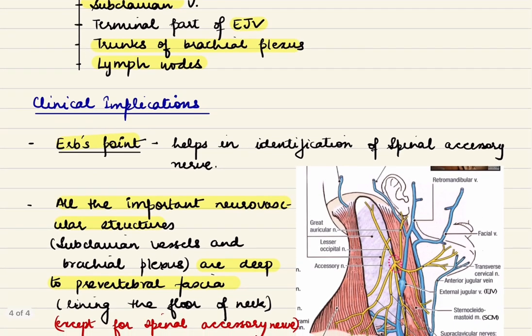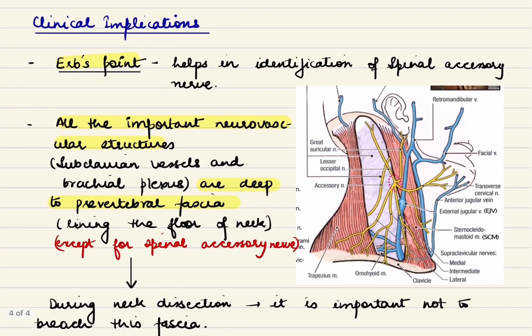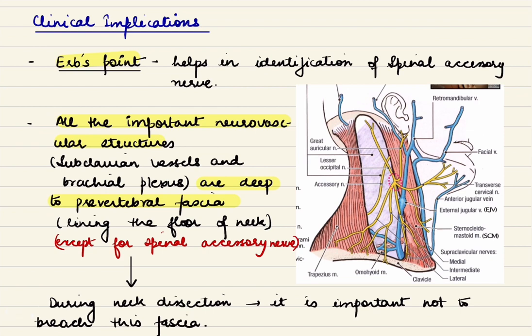There are a few important clinical implications of this anatomy, so we'll discuss them one by one. There is a point known as Erb's point. In this picture, this is Erb's point where all the cutaneous nerves come out from the posterior border of the sternocleidomastoid. Identification of Erb's point is important because the spinal accessory nerve enters the posterior triangle about 1 centimeter superior to this point. While doing a neck dissection in the posterior triangle, Erb's point can be used as a guide to find the spinal accessory nerve.